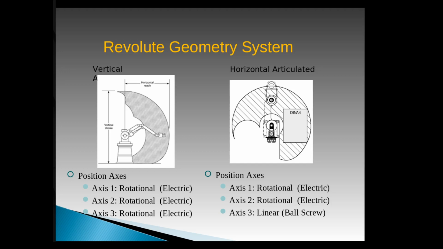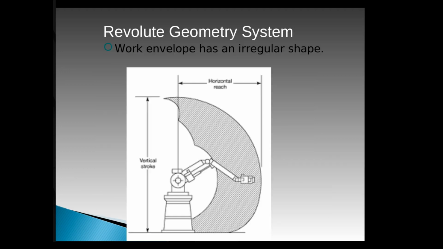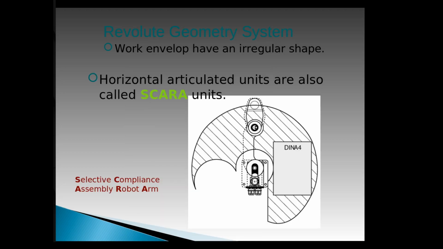All right, but when we look at these revolute, think about revolutions. All three of your position axes are rotational with the vertical, and with the horizontal type, the first two are rotational, but the third one is actually linear, and it's got a ball screw movement in it. Okay, so here's the vertical, and here is the horizontal.